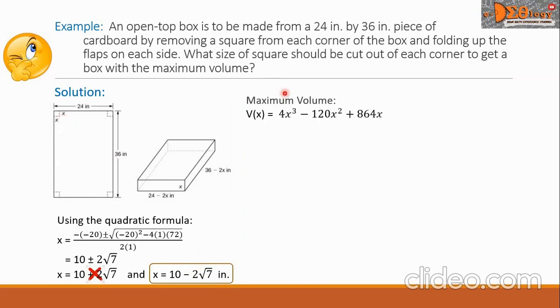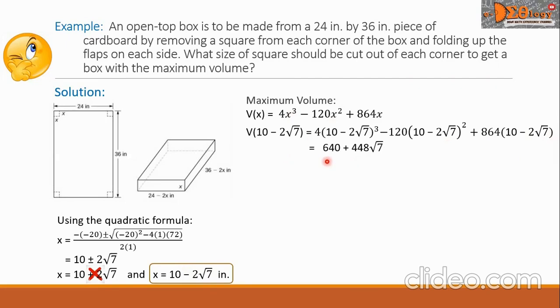If we're curious about the maximum volume, with the formula earlier about the volume of the box, let us substitute this value 10 minus 2 square root of 7 for all the x that we see on the right side. So it will be like this. When we simplify this, we will get the answer as 640 plus 448 square root of 7. And this is equivalent to 1825, and the unit of measurement, cubic inches.